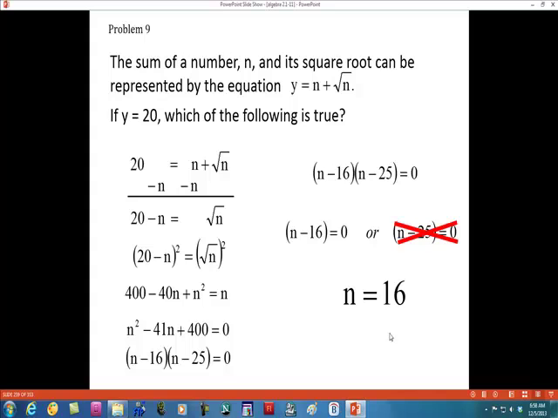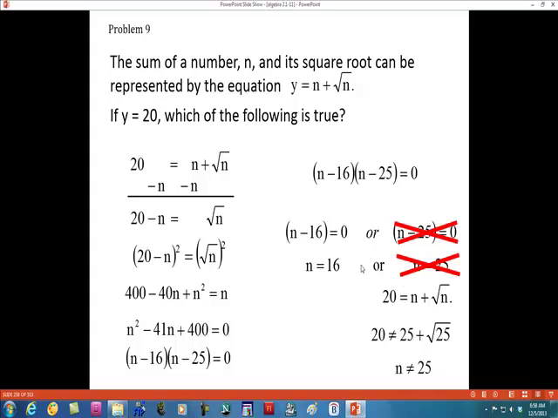And the only answer that will check, n equals 16. You can check that if you want to. But you're going to see that answer works. The 25 didn't work. So the only answer of my two answers, the only one that does work is the 16. So there's only one answer for this. N is not going to be 25.